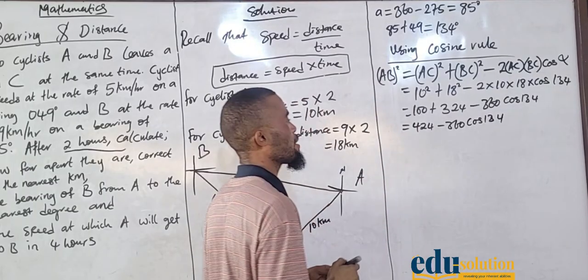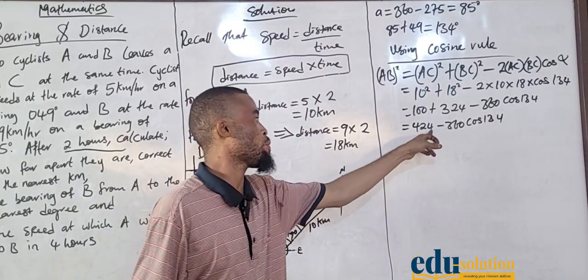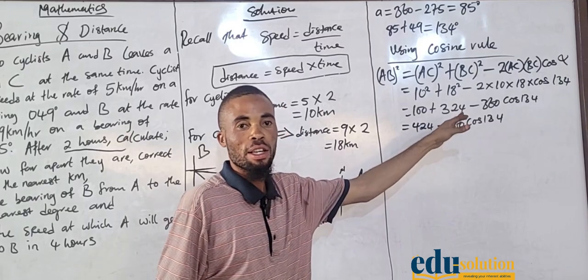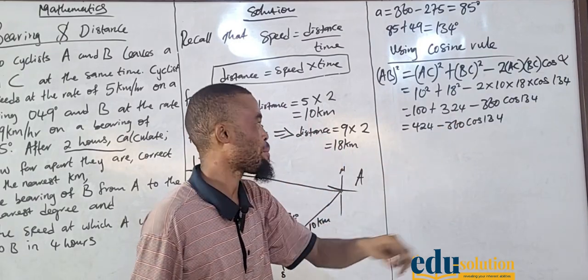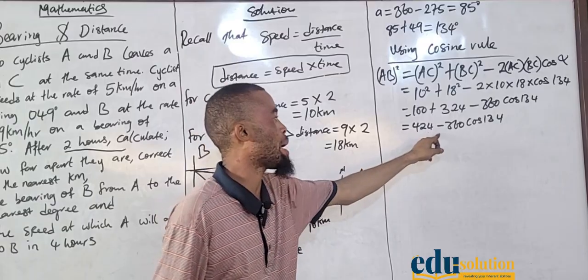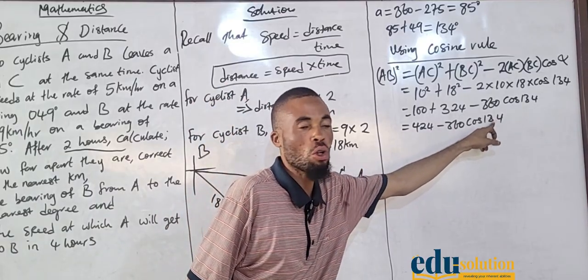A student had told me one time that, sir, 424 minus 360 is possible. Ladies and gentlemen, it's not possible. That's a mathematical crime. So never say 424 minus 360, because this 360 is the coefficient of this. So you don't touch that.